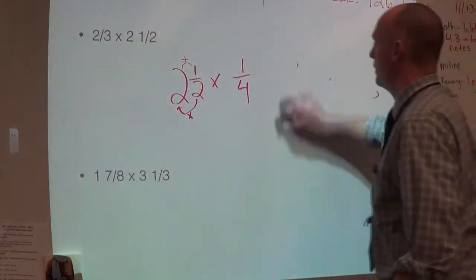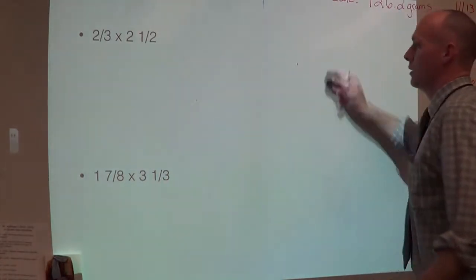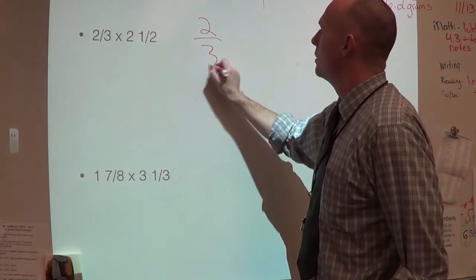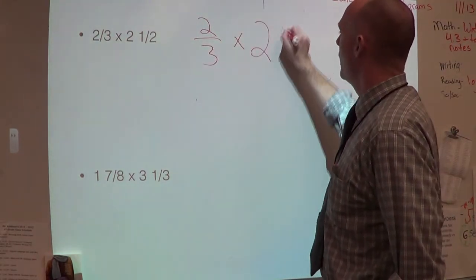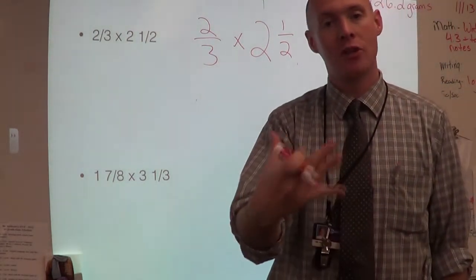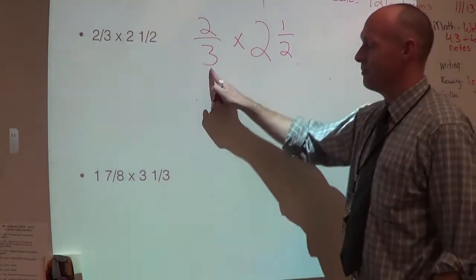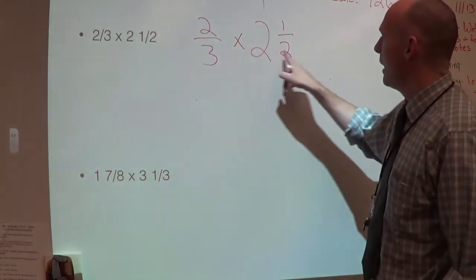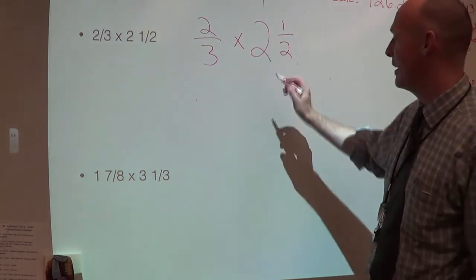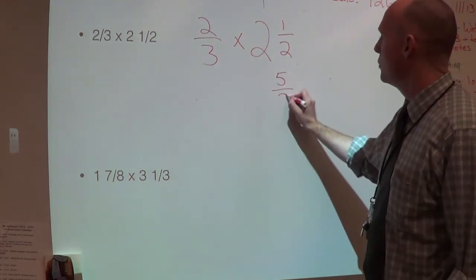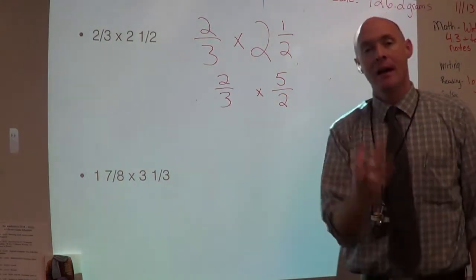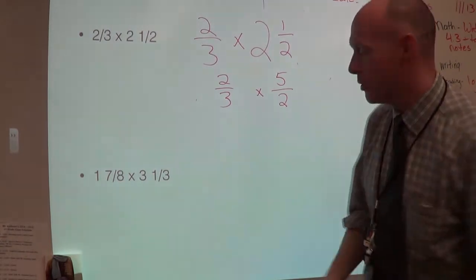So here I have a couple more problems. 2/3 times 2 1/2. Okay, step 1, find your mixed numbers and change them to improper fractions. That's just a regular fraction, we'll leave it. Times 2 times 2 is 1. 2 times 2 is 4, plus 1 is 5, over 2 times 2/3. Okay, here's a case where we could simplify before we multiply.